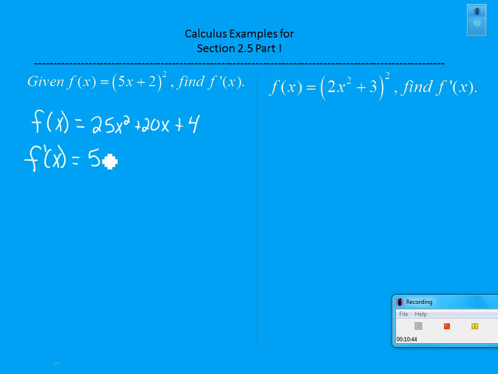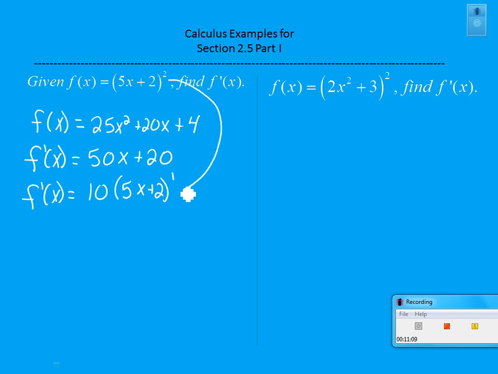Well, the derivative of that is going to be 50x plus 20. That's my answer, but I'm going to do this to you. I'm going to factor out anything they have in common, and I spy that they have a 10 in common, which leaves me 5x plus 2 to the first power. Why did I do that to you? There's a way to go from here to here, so kind of start looking for that.